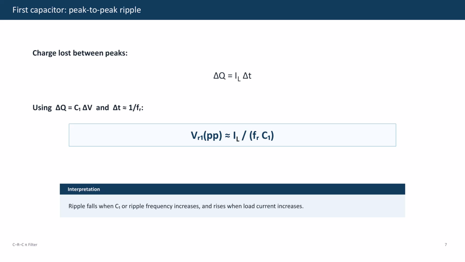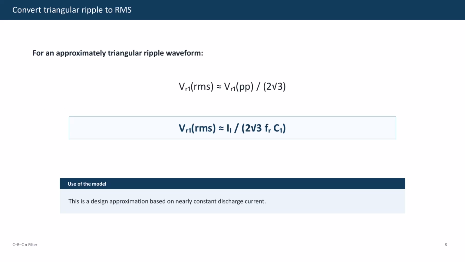Assume the load current is approximately constant between charging peaks. The charge removed from C1 is load current multiplied by the discharge time. The same charge equals capacitance multiplied by the voltage change. Approximating the discharge time as 1 over ripple frequency gives the peak-to-peak ripple across C1, load current divided by ripple frequency times C1. The first capacitor ripple is often approximated as a triangular waveform.